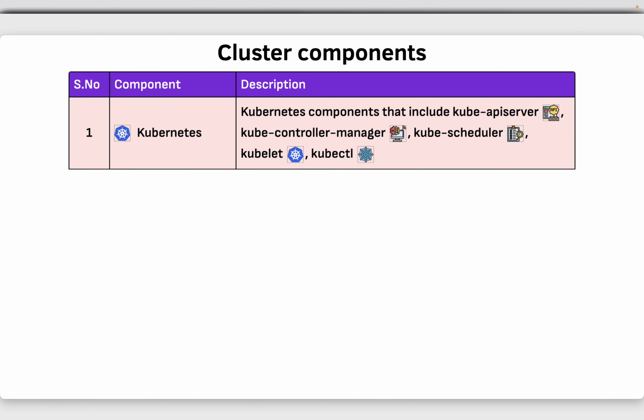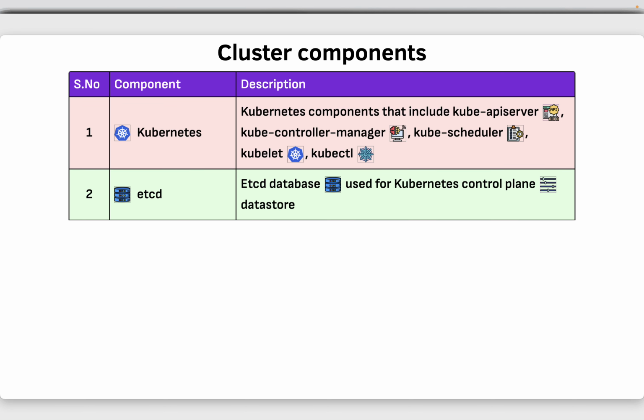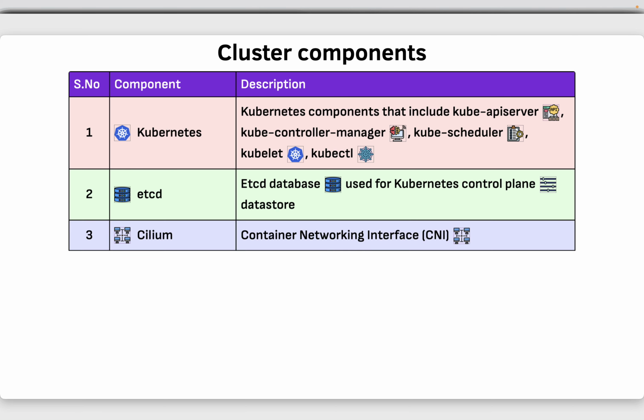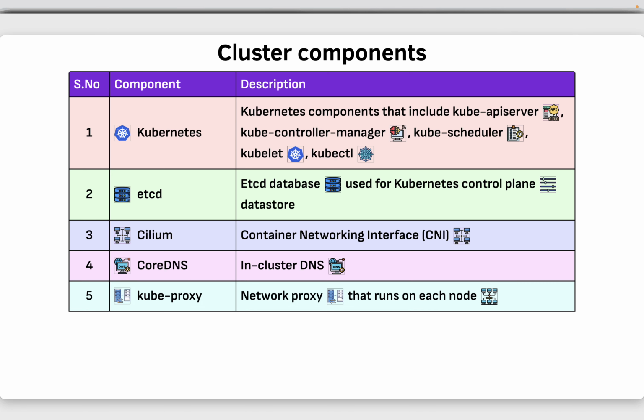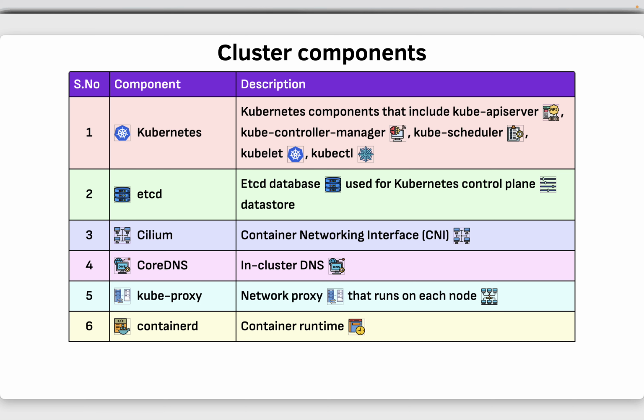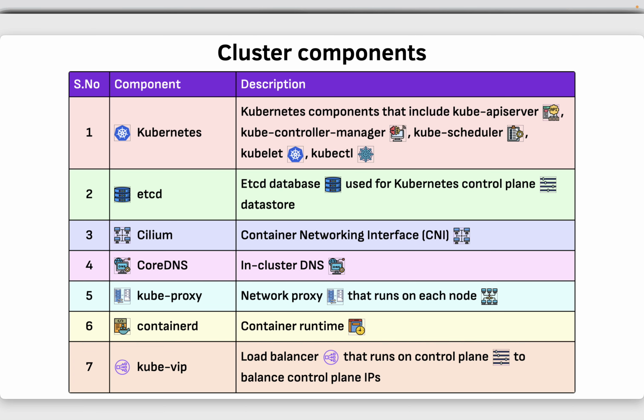Now some cluster components. First we have Kubernetes. The Kubernetes components include the kube-apiserver, kube-controller-manager, kube-scheduler, kubelet, and kubectl. Then we have etcd, which is the database used for the Kubernetes control plane data store. Then we have Cilium, which is the container networking interface CNI, and CoreDNS, which is in-cluster DNS. Kube-proxy is the network proxy that runs on each node. Containerd is the container runtime, and Kube-VIP is the load balancer that runs on the control plane to balance control plane IPs.